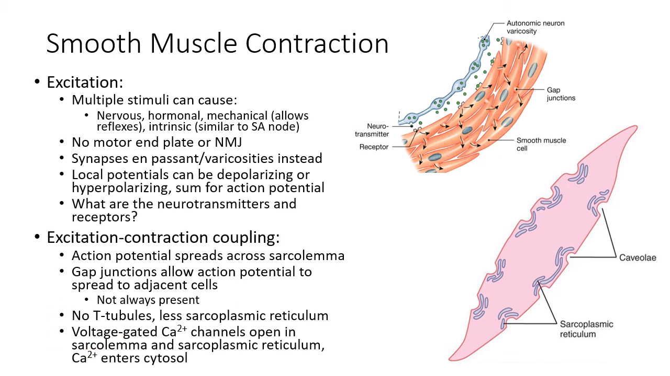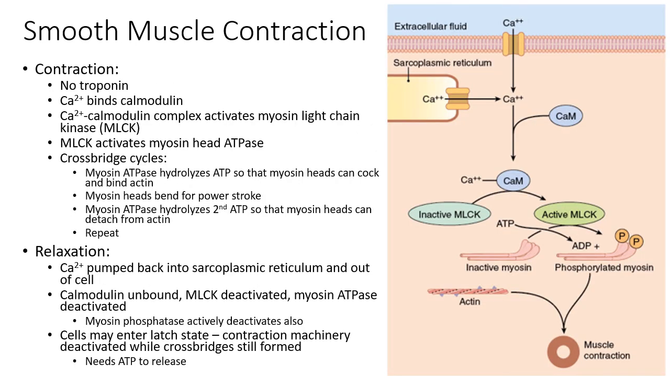So the end result of excitation-contraction coupling is the same, where you have calcium entering the cytosol. Then contraction. The contraction phase is fairly different because you don't have troponin or tropomyosin. So instead of calcium binding troponin, once calcium enters the cell, it would be binding to calmodulin. And then that complex of calcium with calmodulin is going to activate the myosin light chain kinase, also called MLCK. MLCK is going to activate the myosin head ATPase, and then you get your crossbridge cycling.